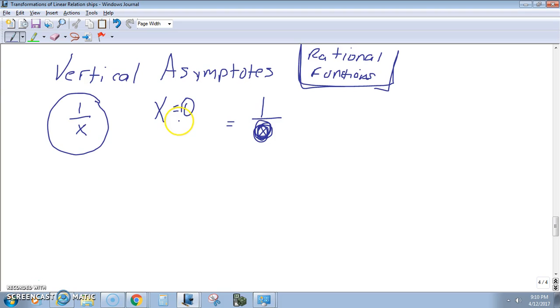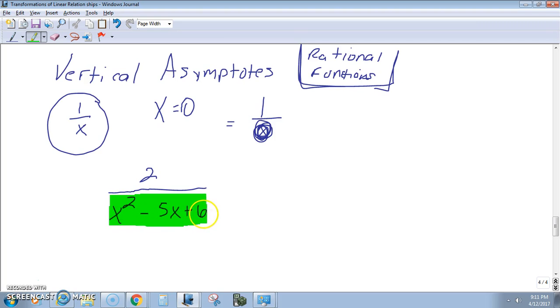What if we have a more difficult function? What if we have 2 over x squared minus 5x plus 6? How do we know what's going to make that denominator 0? Well, it's the same thing. You could take the whole denominator, which is just a quadratic, and solve for 0 by using the quadratic formula. But this one actually looks pretty easy to factor.